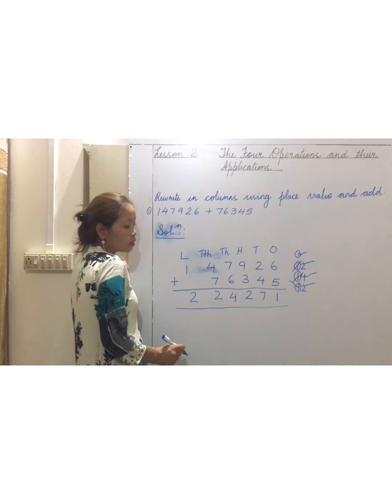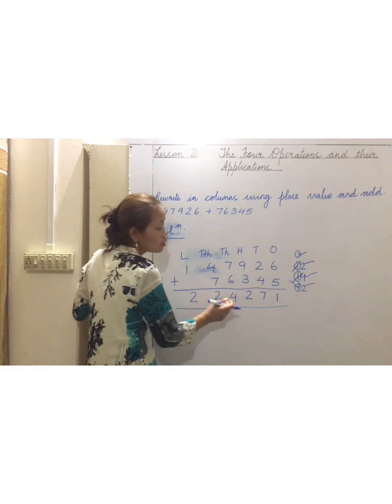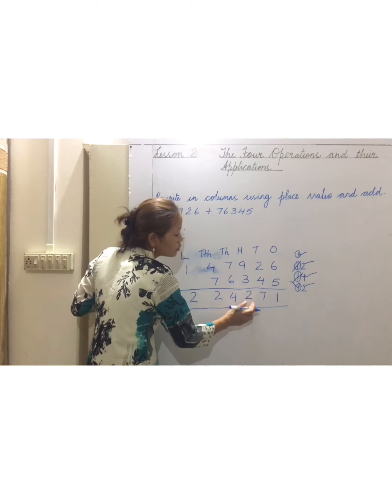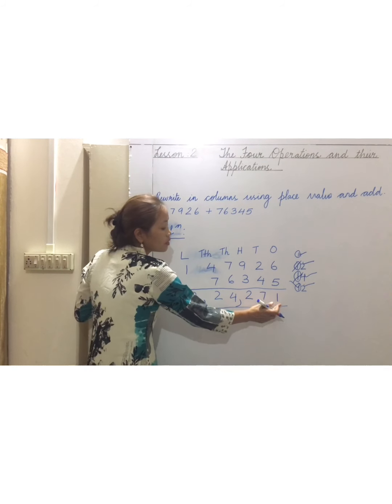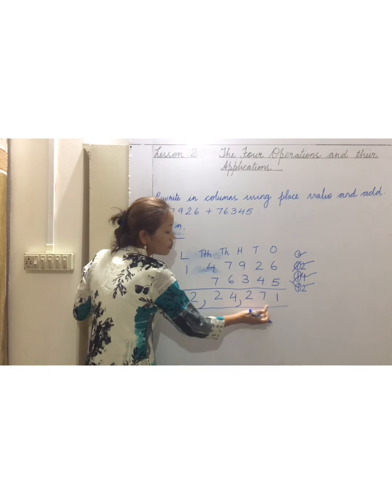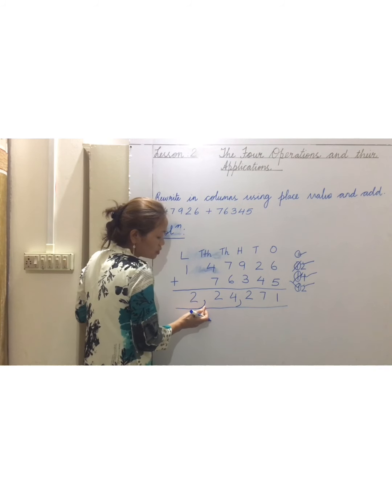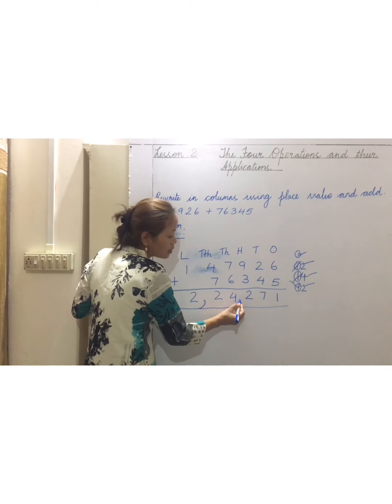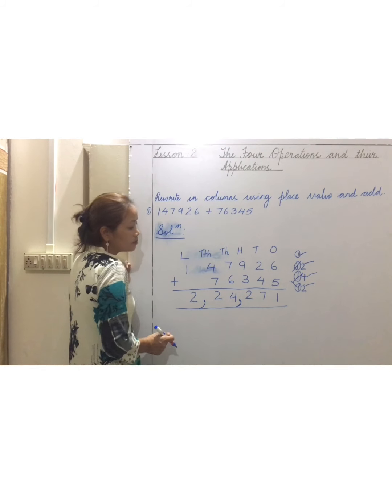Remember, we need to put commas. This is the Indian system. So we write 1, 2, 3, comma, 1, 2, comma. Right. After counting from the extreme right, we put a comma after 3 digits and then after every 2 digits, and this is our answer.